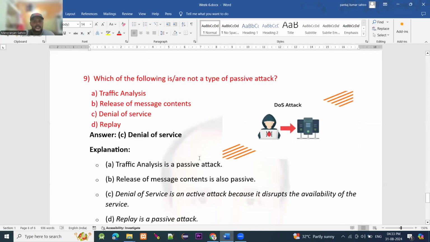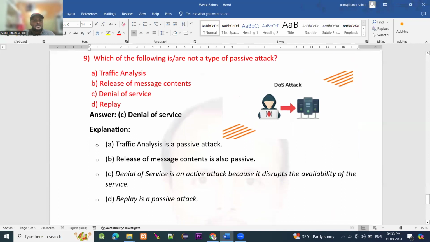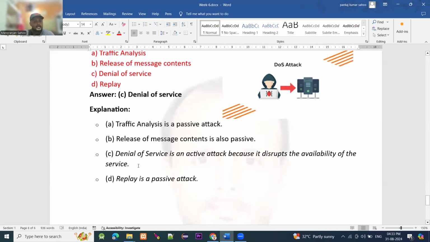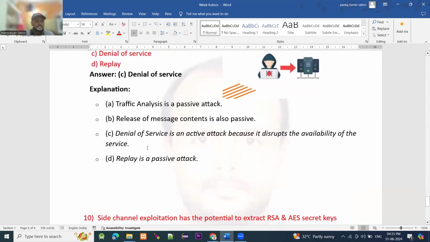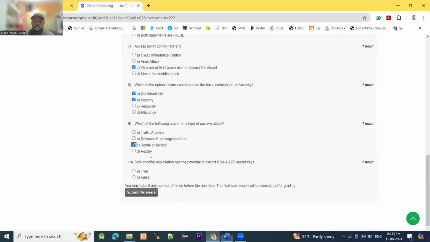Traffic analysis is a passive attack. Release of message content is also a passive attack, and replay is also a passive attack. Denial of services is an active attack because it disrupts the availability of the services. So question 9, option C is the right answer.